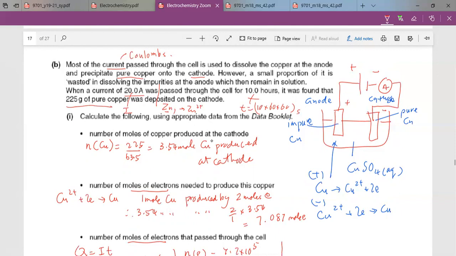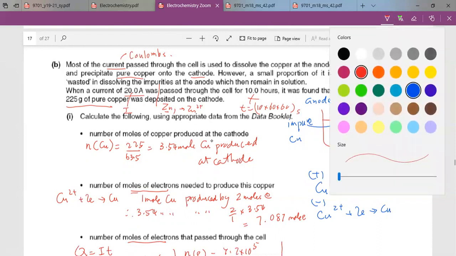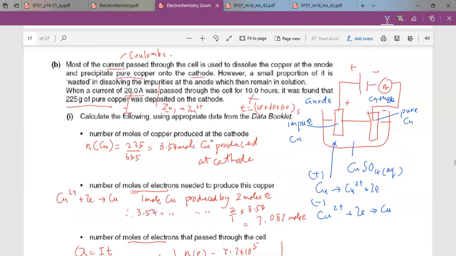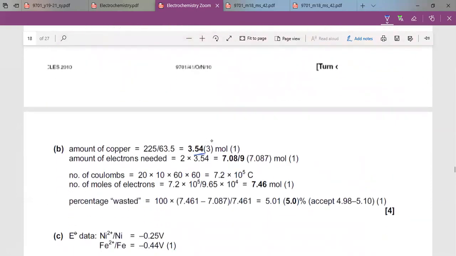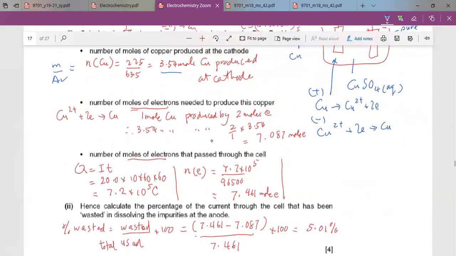So they will guide you step by step. Remember, they always have moles of electrons here. We use blue pen here to distinguish them. So they ask the number of moles of copper produced at the cathode. Easy then, right? It's of course equals mass over Ar. So 225 grams over 63.5 is 3.54 moles of copper deposited at the cathode. Marking scheme, okay, 3.5, 1 mark. All right, so here's 1 mark.